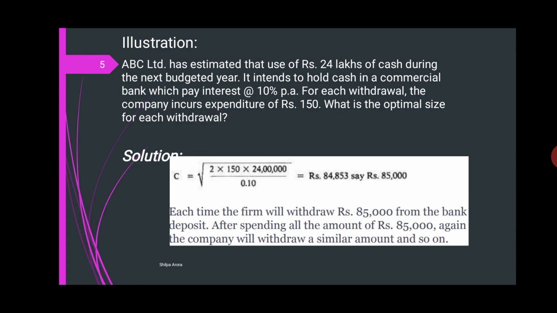So the formula is square root of 2, multiplied by the cost per transaction 150, multiplied by 24 lakh, divided by the holding cost, which is 10%, 0.10. So this is rupees 85,000, which means that each time the firm will withdraw 85,000 rupees from the bank deposits. After spending the complete amount of 85,000 rupees, again the company will draw a similar amount and so on. In this way they can maintain the sufficient and optimum cash as per the firm's decision policy.